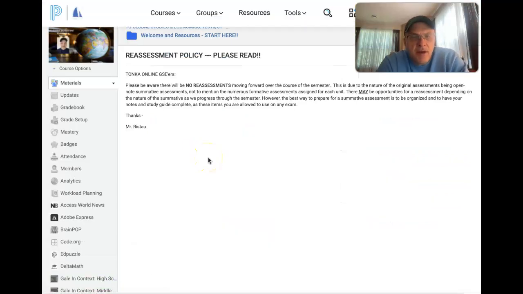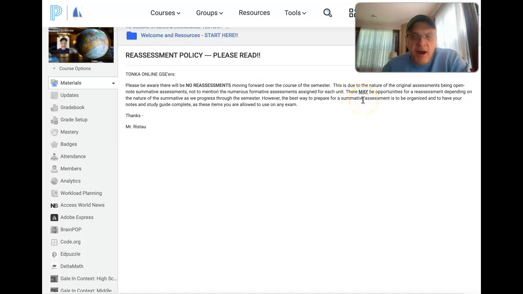This is really important. Be aware it says that there are no reassessments moving forward over the course of the semester. Okay? And there are a couple of reasons for this. One, this is due to the nature of the original assessment essentially being open note summative assessments. Okay? It's online. I am not there looking over your shoulder to police you, whether you have study guides out or everything else. The summative exams are essentially open book, open note, etc. That's okay. But because of that, remember, the trade-off is there are no reassessments. The other reason why there are no reassessments is because there are numerous formative assessments that are assigned for each unit. And because there are so many formative ones, you saw them on your calendar, there is no need for a reassessment. Okay.